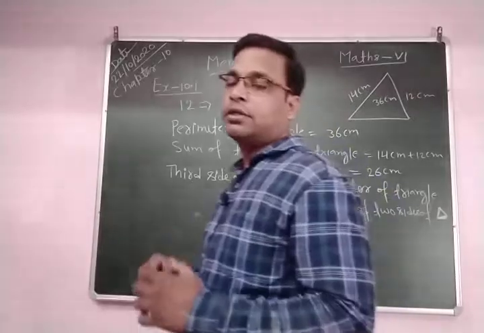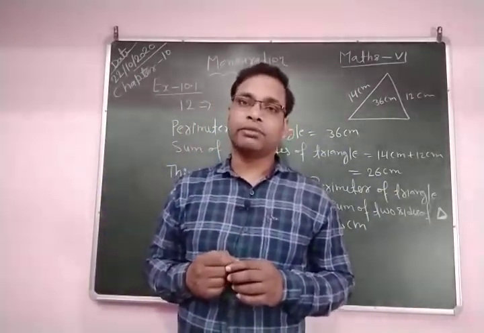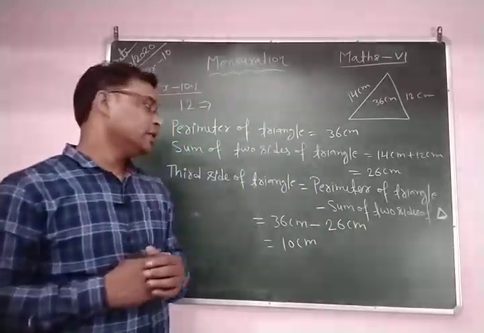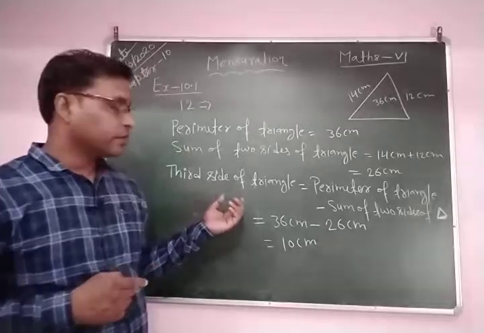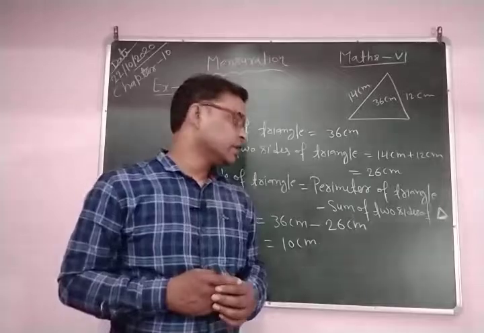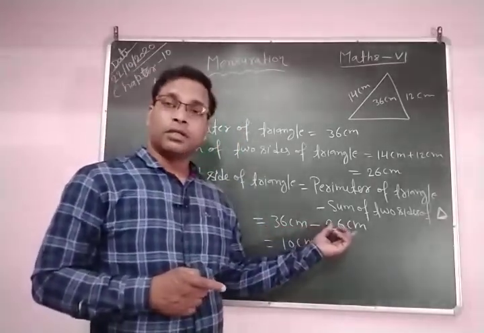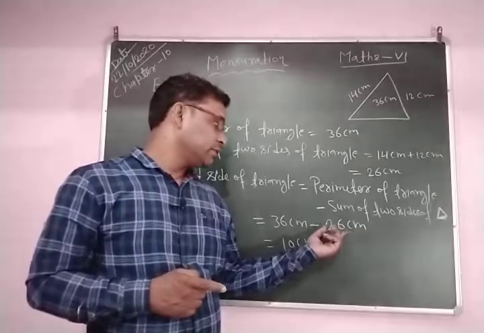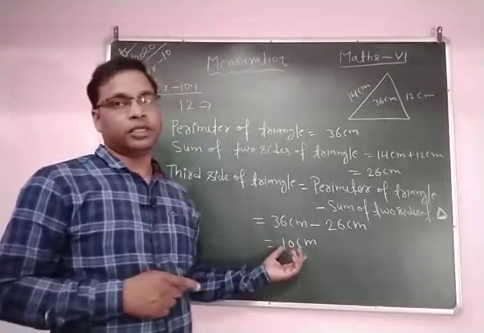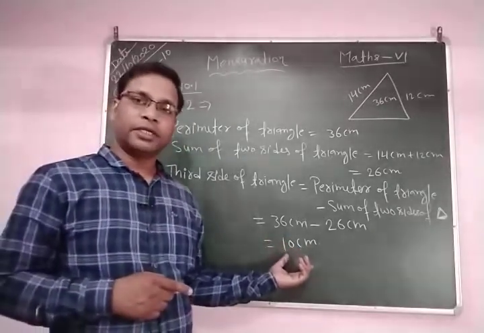So the third side of this triangle is equal to the perimeter of the triangle minus the sum of two sides. This is the formula to use to find the third side of a triangle. Here the perimeter is 36 centimeters minus the sum of two sides, which is 26 centimeters. If we subtract 26 from 36, we obtain 10 centimeters. This is the length of the third side of the triangle.